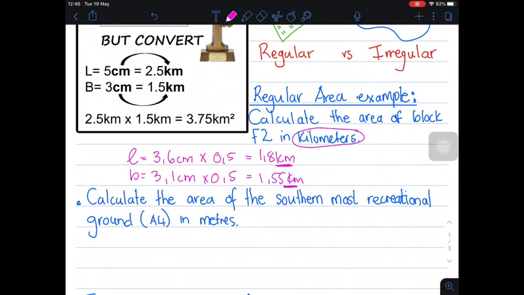So 1.8 times 1.55, I'm going to write it out so that we remember the step. And always use your units to remind you what you're using. And that then gives us 2.79 kilometers. And because it's an area distance, we say squared.